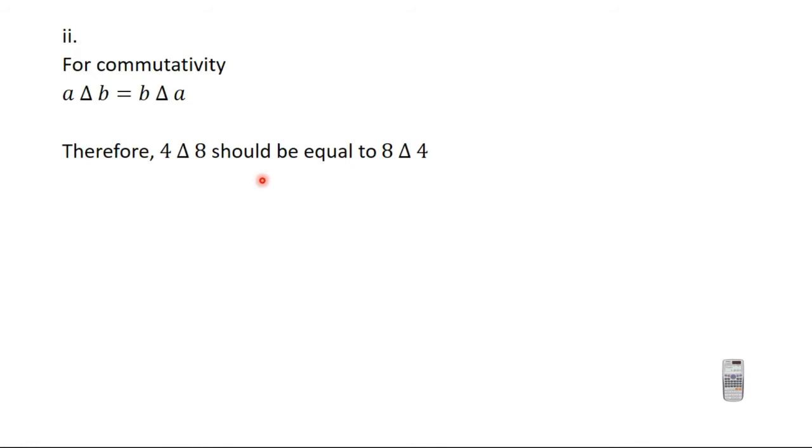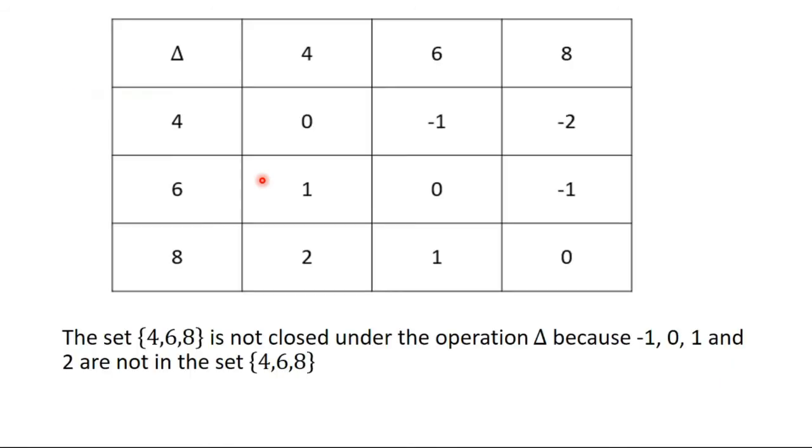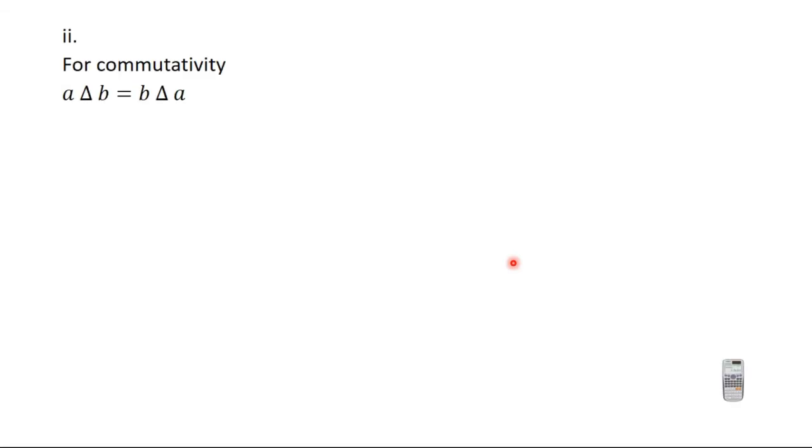Once again, you can pick any example from the table. You can pick 4 delta 6, 4 delta 8. But do not pick 4 delta 4, 6 delta 6 or 8 delta 8, because we can see clearly from here that A and B must be different. So you can pick any two different numbers. So here I decided to pick 4 and 8. So for this to be commutative, then we say that 4 delta 8 should be equal to 8 delta 4.